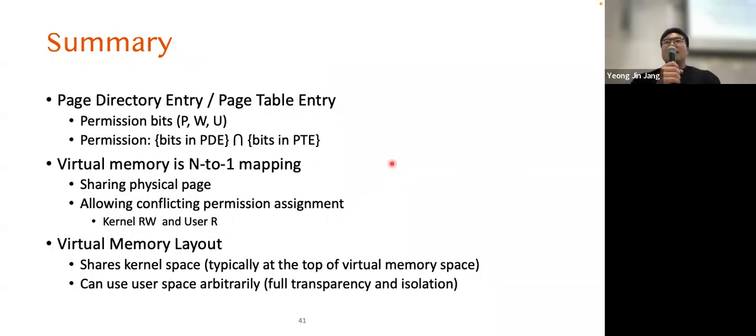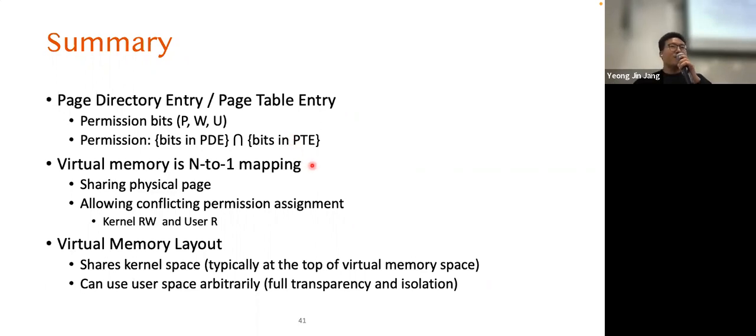So, the summary of the things that we learned today. We learned how we can control the memory permissions using the permission bits in the page directory and page table entry. The CPU will check the page directory first, and then also check the page table entry. So to get the correct permission, we need to take the intersection of the permission flags in the page directory and page table, and then we can identify what kind of permissions are applied.